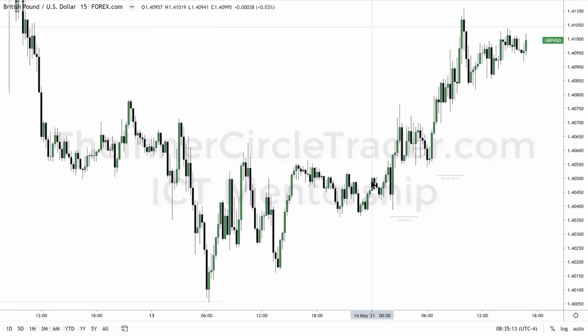All right, on the 15-minute time frame, you can see we have a small little Judas swing here, dropping below the opening price there.